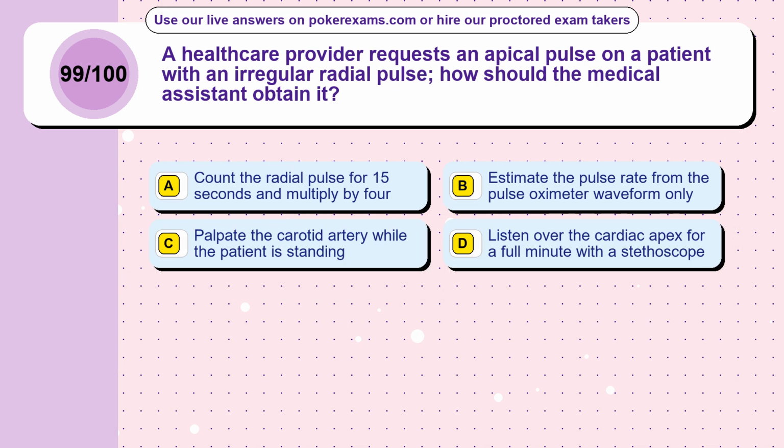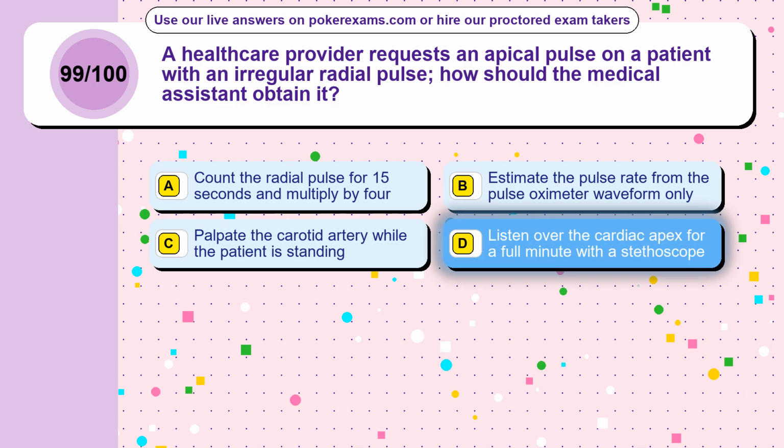Question 99. A healthcare provider requests an apical pulse on a patient with an irregular radial pulse. How should the medical assistant obtain it? Option A. Count the radial pulse for 15 seconds and multiply by 4. Option B. Estimate the pulse rate from the pulse oximeter waveform only. Option C. Palpate the carotid artery while the patient is standing. Option D. Listen over the cardiac apex for a full minute with a stethoscope. The correct answer is option D.